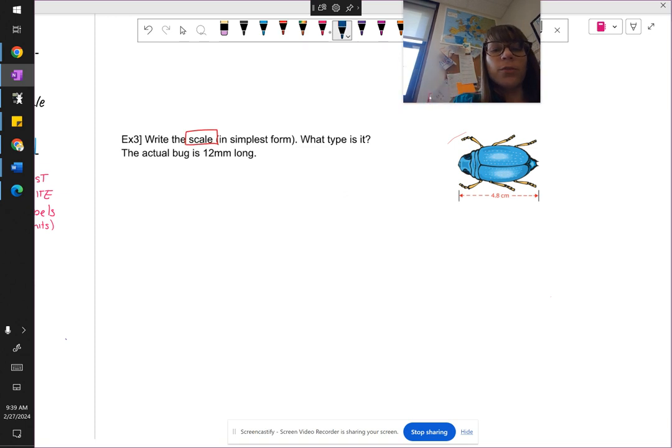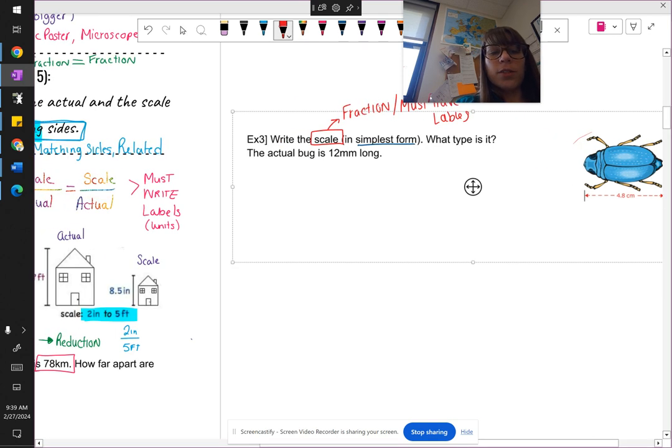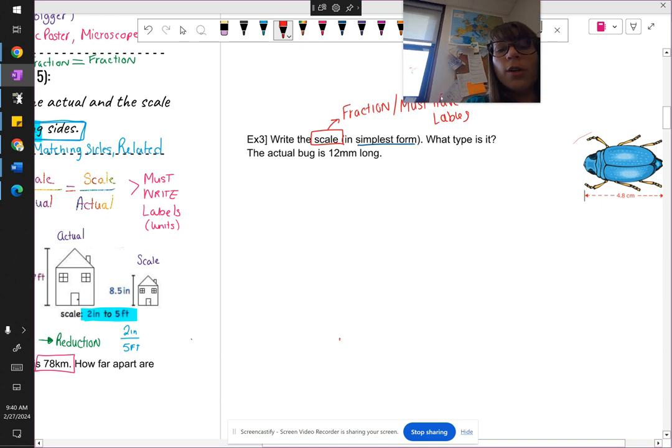All right, so example 3 gives us a diagram here, and they're asking us to write the scale in simplest form. So first off, that scale we want to be written as a fraction, and we need to have those labels, which is what we just talked about right over here, right? Must write labels, those units, and you want that scale over actual. So I'm just going to steal that formula, scale over actual.